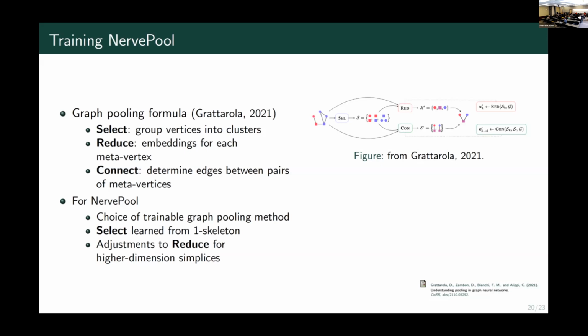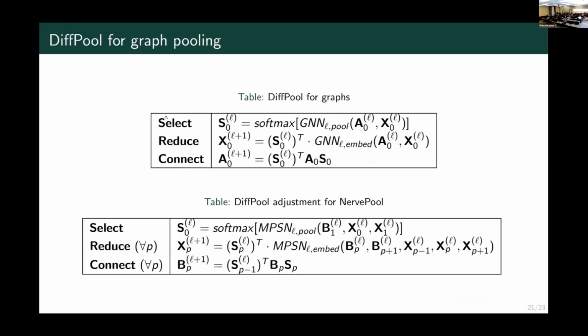And you can think about our framework in the same way as well. We're using any choice of trainable graph pooling method. The select step is really just learned from the one skeleton of your simplicial complex. And then there's slight adjustments to the reduce step because you have to take into account the higher dimensional simplices as well.